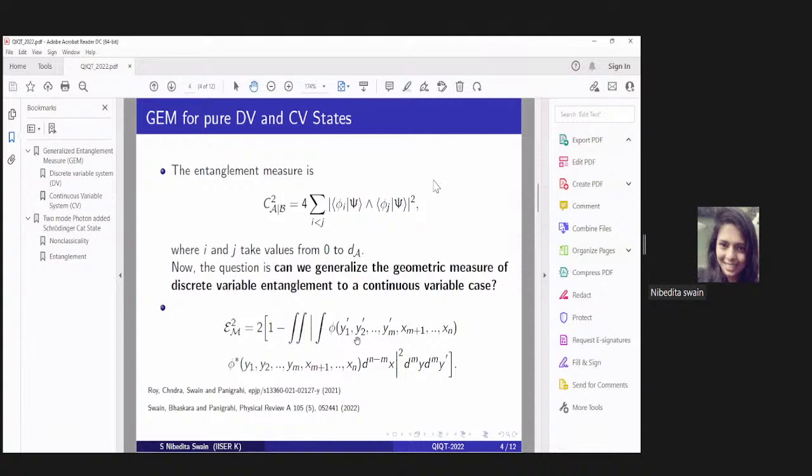Actually, these are the post-measurement vectors for the continuous variable space. The first equation is the discrete version, and the second equation is the continuous version. These are all the post-measurement vectors, and after taking the wedge product and Lagrange identity, I have written the formula. You can find all the calculation in the second paper, 2022.